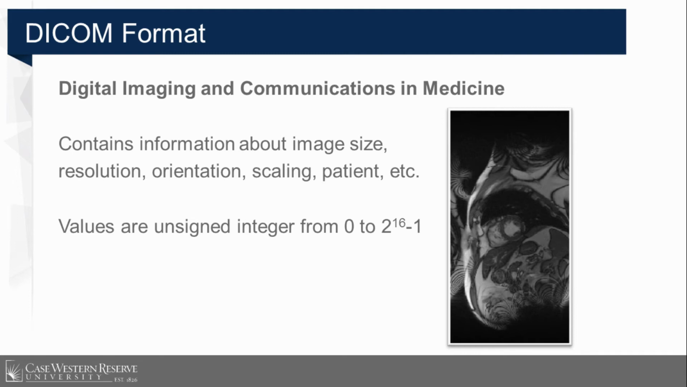In DICOM format, all of the values of the pixels are unsigned integers from 0 to 2 to the 16 minus 1. So these are all integer values. They're no longer floating points here. And so whenever we look at these images, we have to make sure that we're scaling them properly so that we can really see the full dynamic range. Otherwise, we'll be missing some of the actual content of our image.